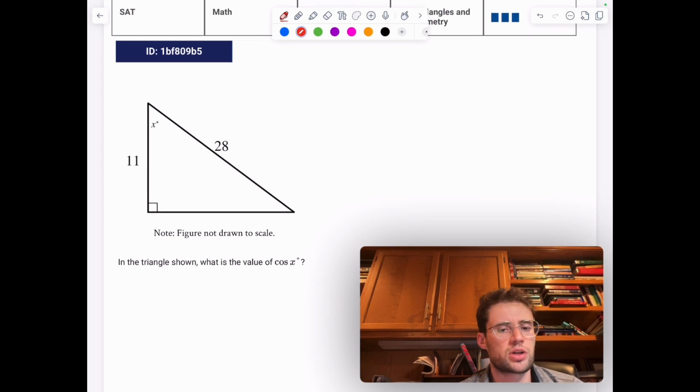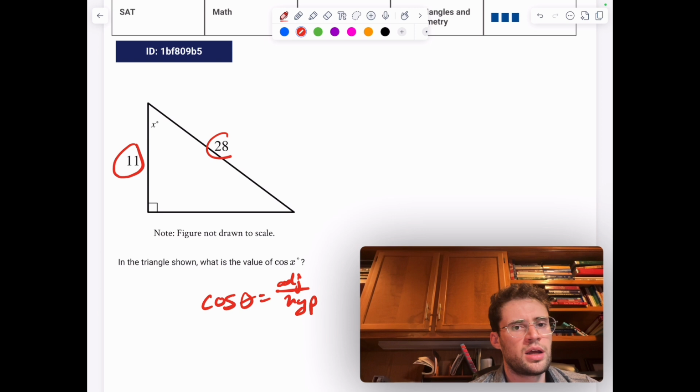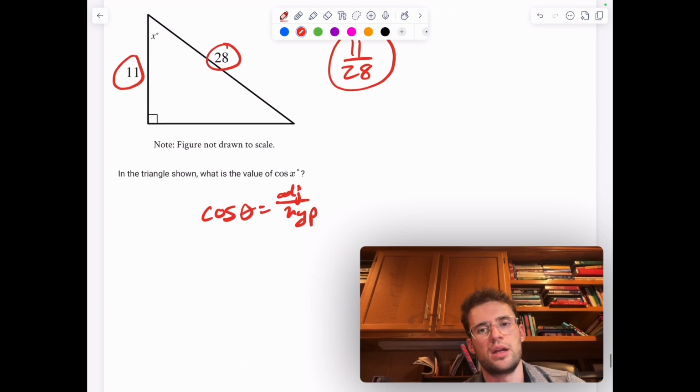But in the triangle shown, what's the value of cosine of x? Well, cosine is just adjacent over hypotenuse. So cosine of theta equals adjacent over hypotenuse. There's a second one like this that I really feel like could have been even in the easy section potentially. Here's some of the other ones. So adjacent to x is 11, and the hypotenuse is 28. So it'd be 11 over 28. That's your answer. That's already simplified.